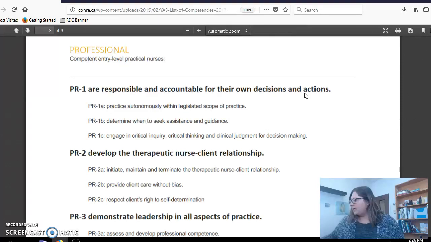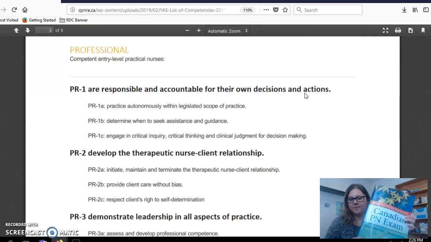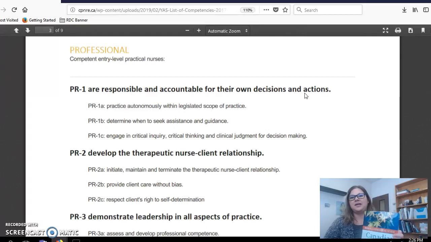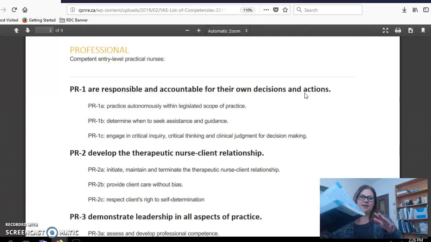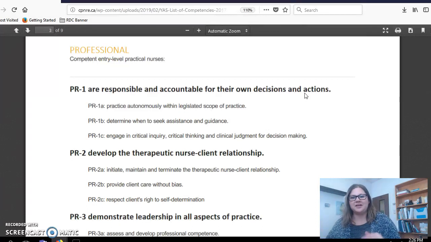The other thing you might be interested in is this book here, the Canadian PN Exam Prep Guide. It even references ASI, which is Assessment Strategies, which is the yardstick to go over ASI. They're used in here, and there's lots of good questions in this textbook to give you examples of how providing client care without bias might be asked in question form.